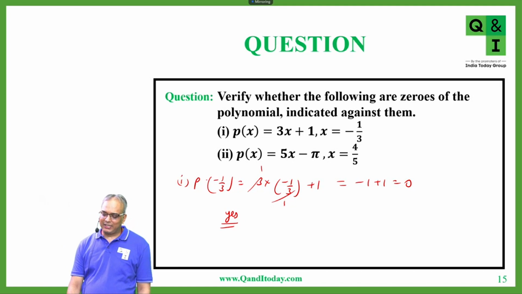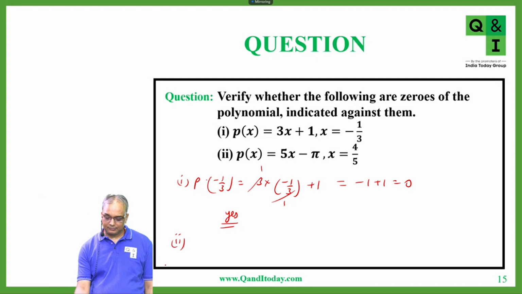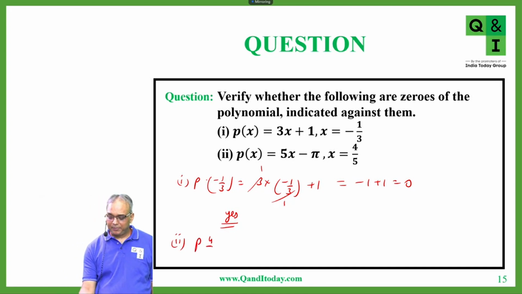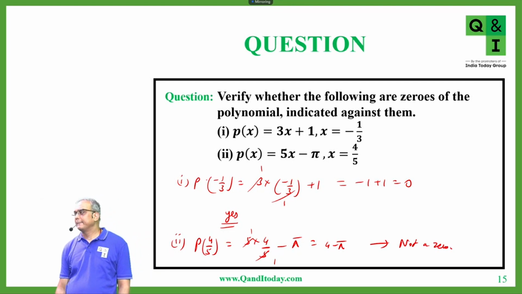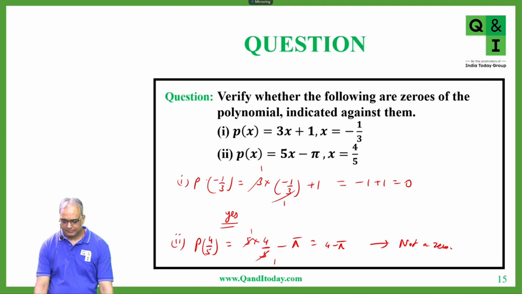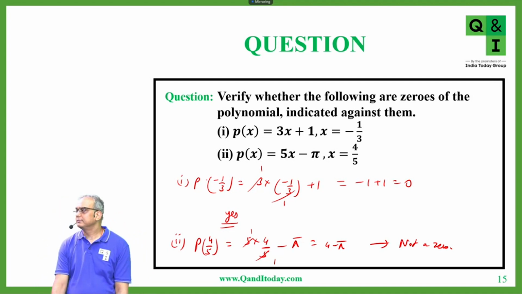Okay. Check it for second one. Yes, Anay, correct. It is not a 0. So P of 4 by 5 in the second one will be 5 into 4 by 5 minus pi. This gets cancelled. 4 minus pi. Since it is not equal to 0, that's why it is not a 0 of the polynomial. Clear? Yes, Rudra, correct. 4 by 5 is not the 0 of the polynomial.